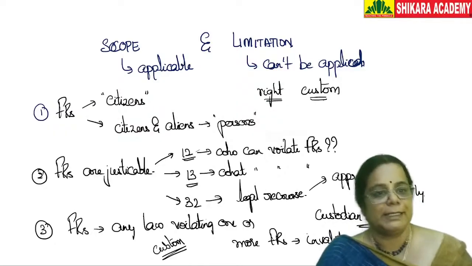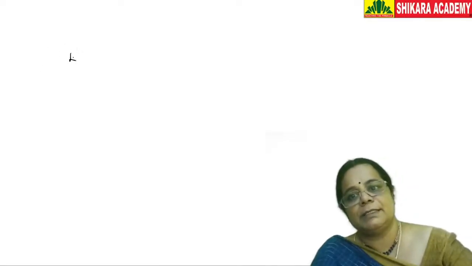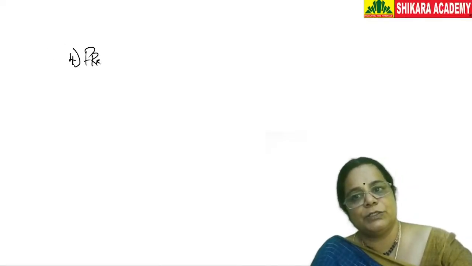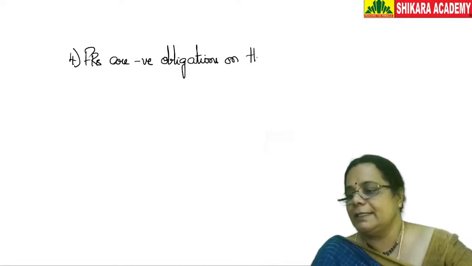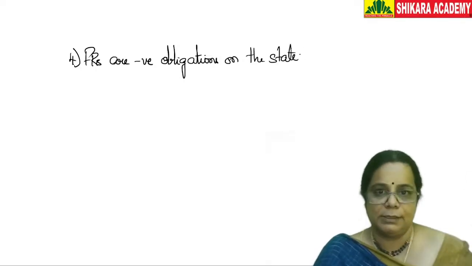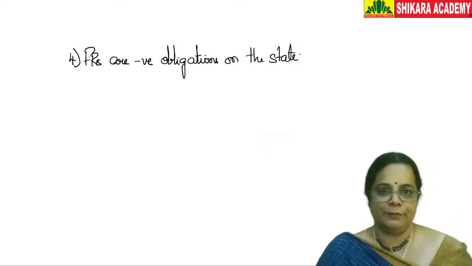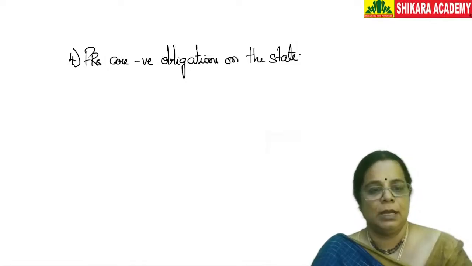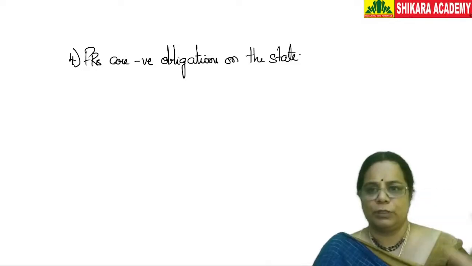Now, moving forward, the next point that we have to remember is, as I said, fundamental rights are negative obligations on the state. They tell the state what it should not do. Don't do this. Cannot discriminate. Cannot deny. Cannot deprive. So we are telling the state, don't do this. Okay, so there are negative obligations in this to the state.